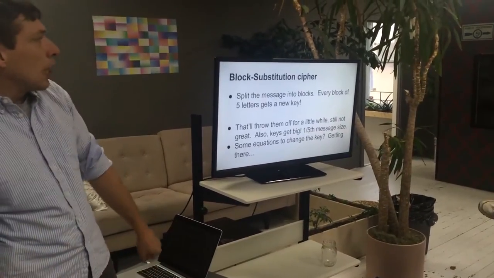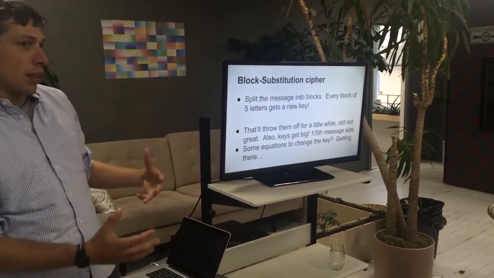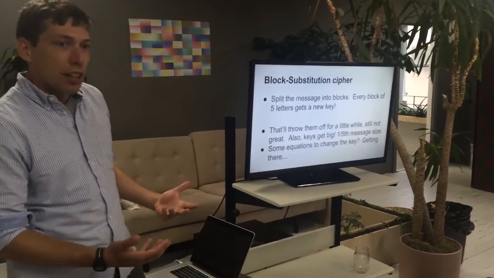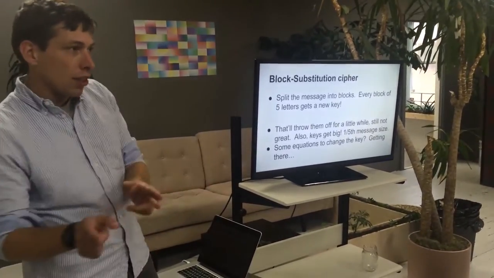So how about we have a block substitution cipher? Maybe we can make this a little better. Every 5 letters, we have a new key, a new amount of letters to shift.